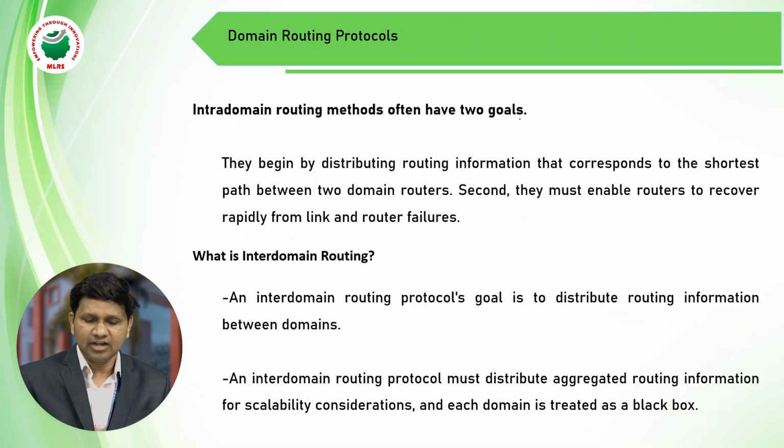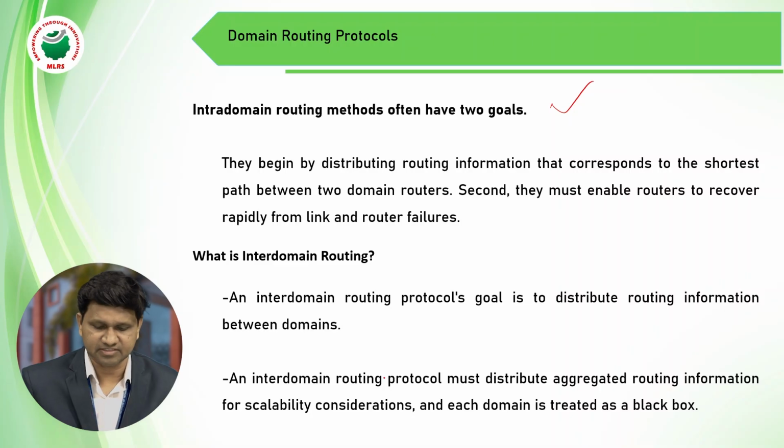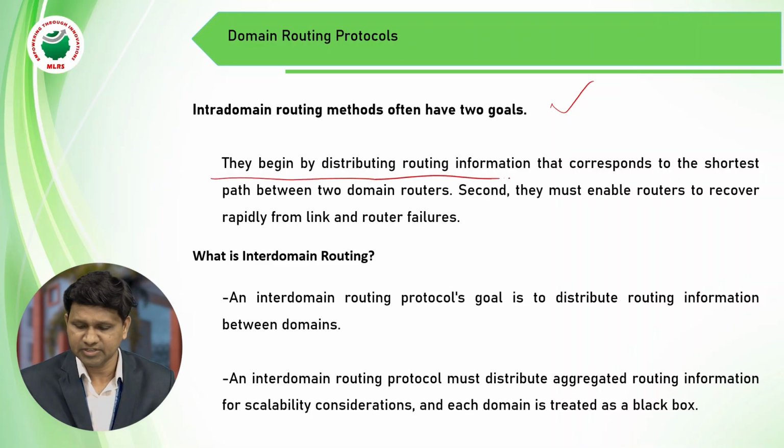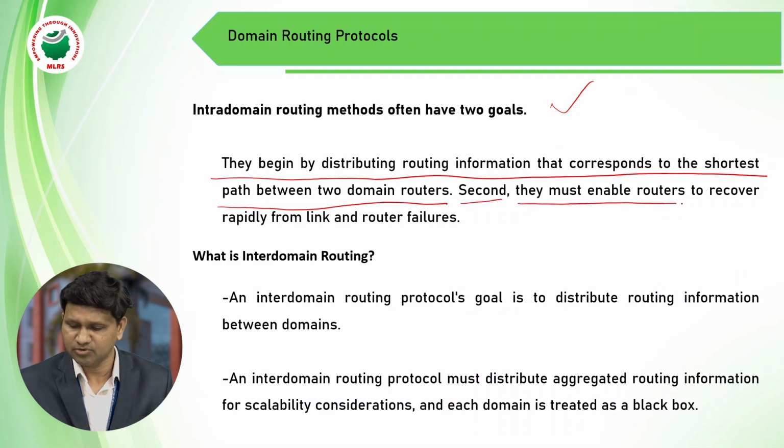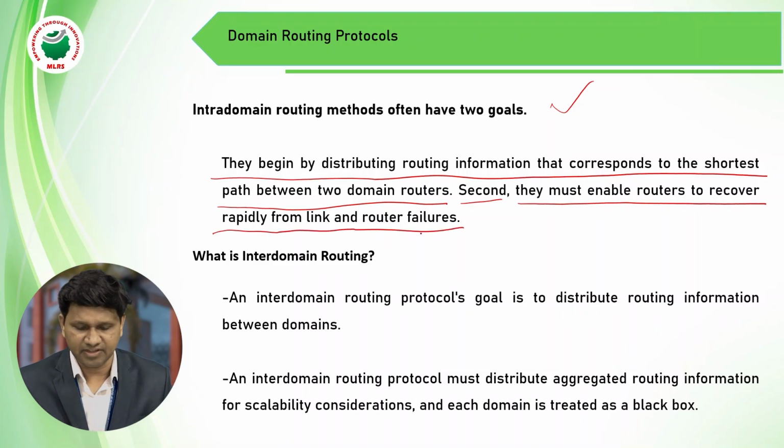Now, intra-domain routing methods often have two goals. They begin by distributing routing information that corresponds to the shortest path between two domain routers. The second one is that they must enable routers to recover rapidly from link and router failures. So these are the two goals for intra-domain.